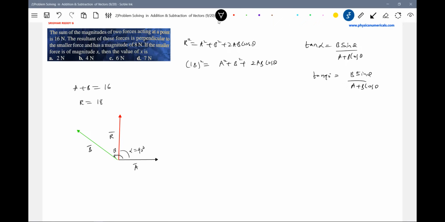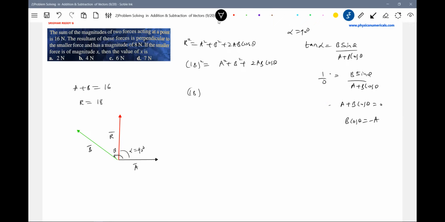Tan 90 is in fact 1 by 0, no? This tan alpha is 90 degrees, so tan alpha will be 1 by 0. Therefore A plus B cos theta is equal to 0. Tan 90 will be infinity, infinity will be 1 by 0, and anything multiplied with 0 will be 0. So 1 into A plus B cos theta, the RHS will be 0. B cos theta is how much now? Minus A.